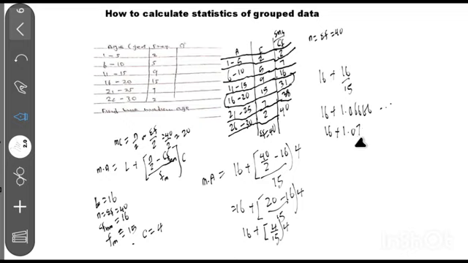Now let's add it together. 16 plus 1.07 gives us 17.07. So it means that the answer to this question is 17.07. So that simply means that the median age of this given data is equal to 17.07. So that is how you solve this question, guys.